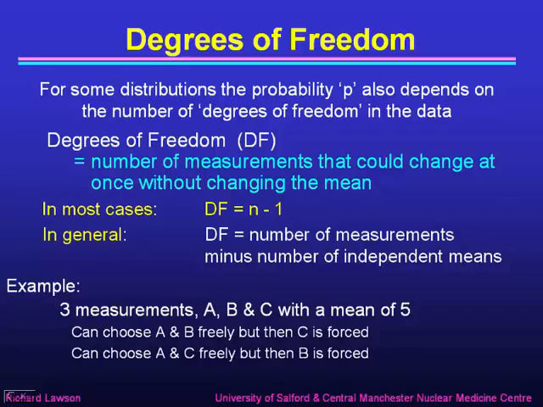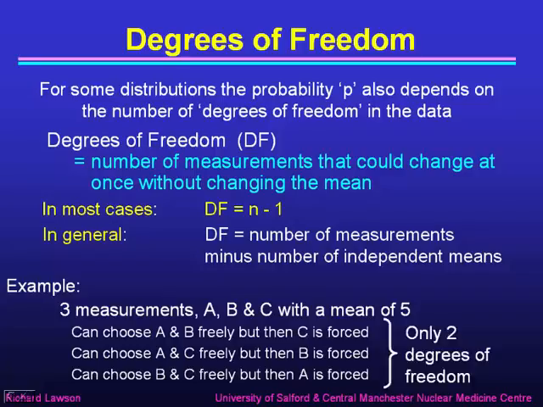Likewise, if we give a free choice to A and C, then B is forced to take the particular value that makes the mean equal to 5. And if B and C choose freely, then A's hand is forced. So we say that there are only 2 degrees of freedom because only 2 of those numbers can be chosen independently. The third one is fixed because the mean has been already defined.